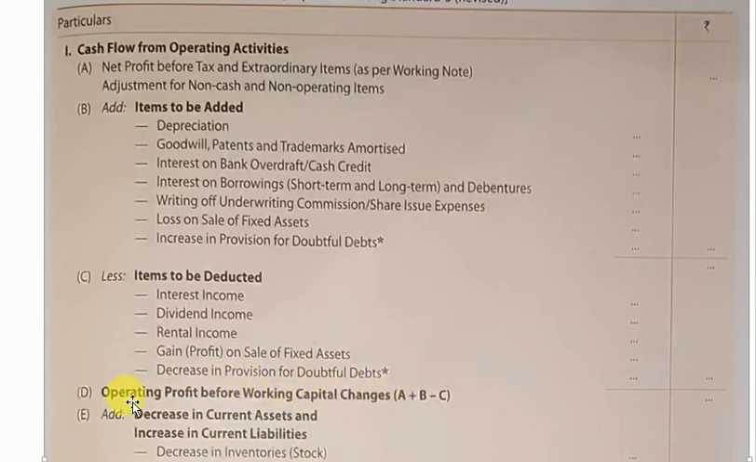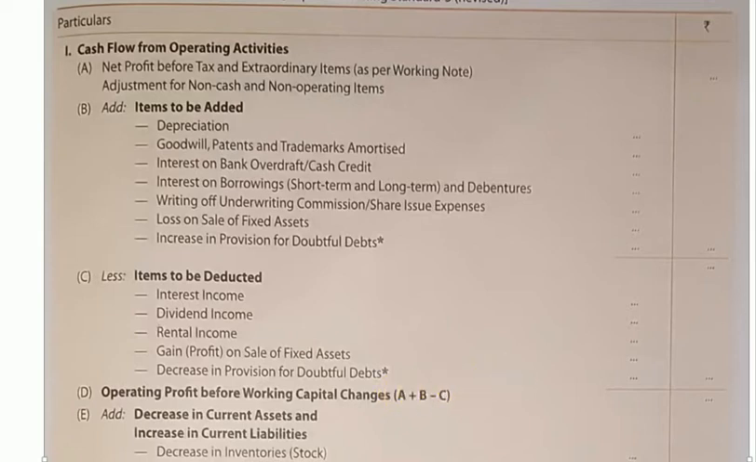I repeat, operating profit before working capital changes is the first answer you should get under operating activity. Let's go back. We started with net profit. You may see net profit here. This amount comes from the question. After adding and subtracting non-operating items, non-cash items, and subtracting non-operating income, we arrive at the first answer called operating profit before working capital changes. This is important to understand.